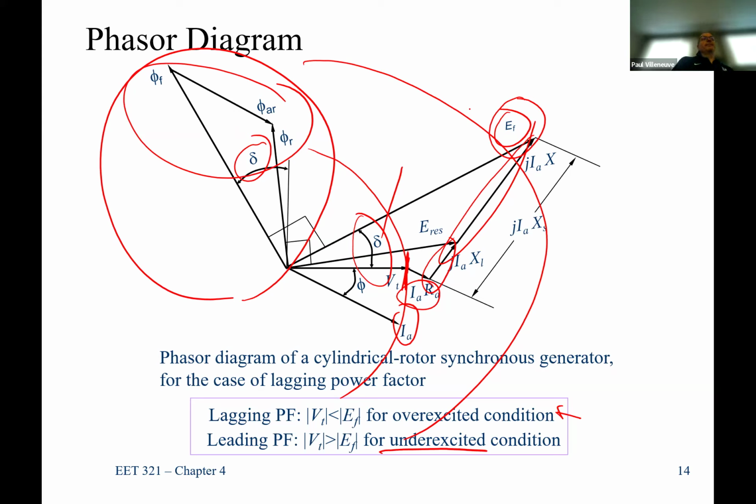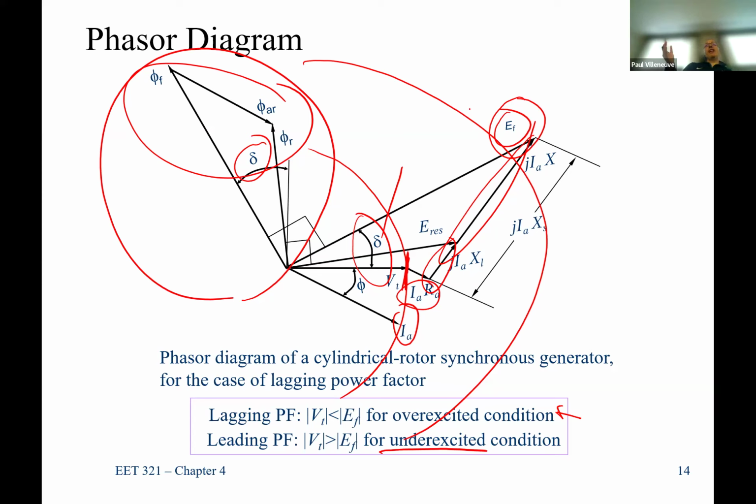And then also, what will cause the power factor to be leading? Excellent question. What causes the power factor to be leading or lagging? The inductor? No, the inductor doesn't change. That's the load. It's whatever is connected to the load.